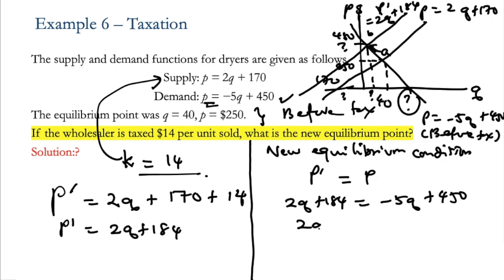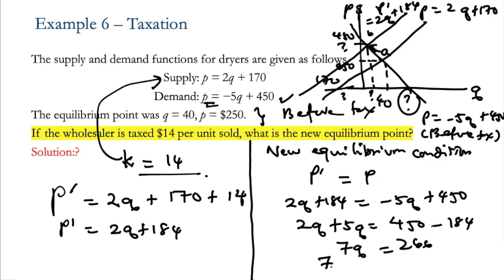Okay, so we have 2Q here. Bring minus 5Q to the left, then it becomes positive 5Q. And then we stay with 450. Bring 184 to the right, it becomes minus 184. So if you solve it, you're going to get 7Q equals 266. Proceed until you get the last step. So Q here equals 266 divided by 7, which is 38. So the equilibrium quantity here is 38.